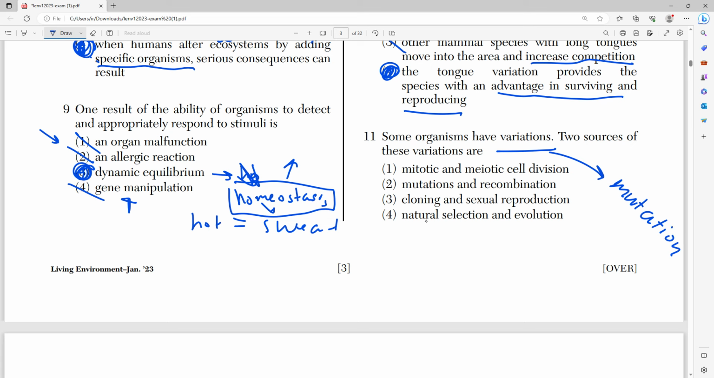Right. So mutation is definitely a large source of any variation within any species, right? Mitotic and meiotic cell divisions, really not there, right? All this is doing is just making brand new cells, right? Meiotic cell division, that's what's going to give you sex cells. This has nothing to do with anything. Cloning and sexual reproduction isn't going to give you variation. If anything, cloning is going to make sure that everything is the same.